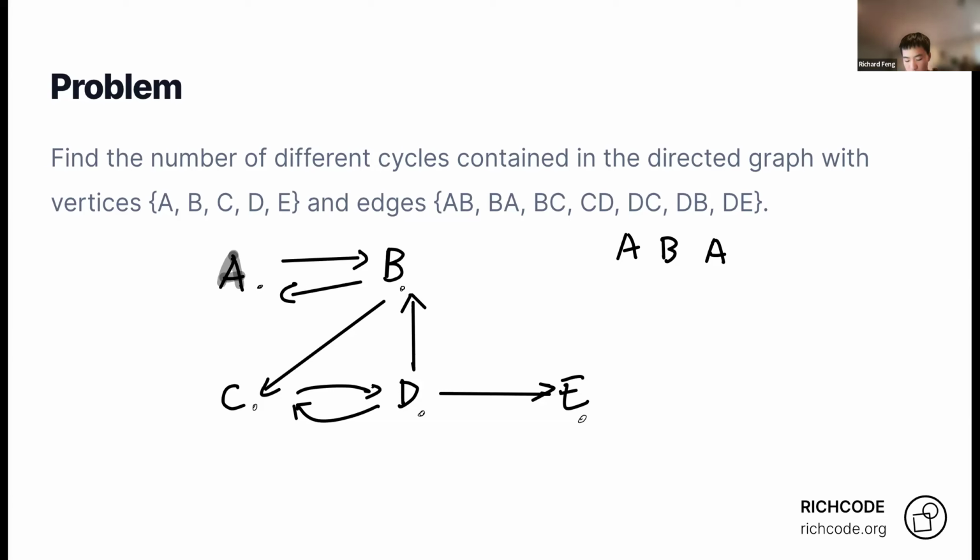Okay, so ABA is one cycle, but if this were an undirected graph, it would not count because it has to have three or more nodes. But since it's a directed graph, these two paths are technically different, so that is okay. And then CDC is another cycle. And then we also have, let me use a different color, we also have BCDB. So this also counts as a cycle. So the answer should be 3 for this one.